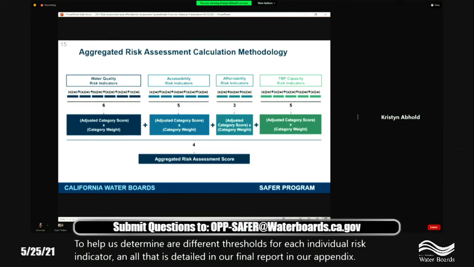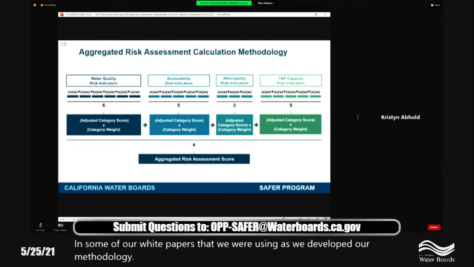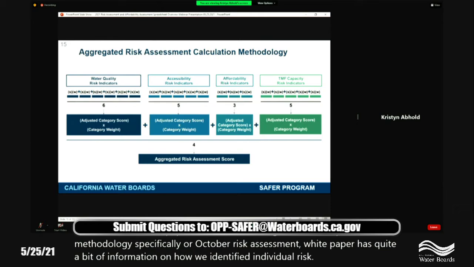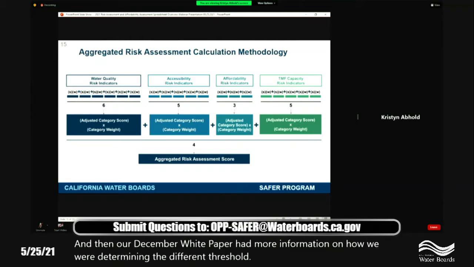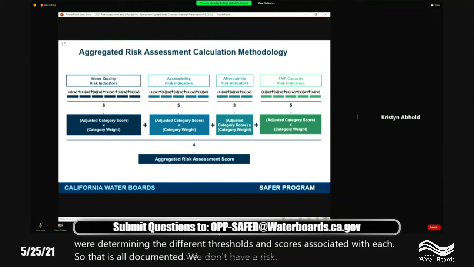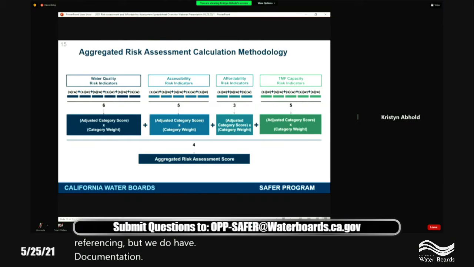You can also find more of that in some of our white papers that we were using as we developed our methodology. Specifically, our October risk assessment white paper has quite a bit of information on how we identified individual risk indicators. Then our December white paper had more information on how we were determining the different thresholds and scores associated with each. So that is all documented. We don't have a risk matrix that we were referencing, but we do have documentation of how we developed all of our thresholds.